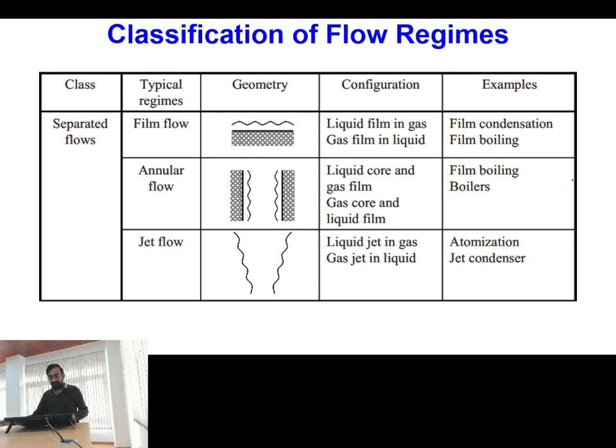Okay. So you can see the first class as separated flows. In separated flows, there is a film adjacent to the wall, and if I have another phase present above that film, that is the case of a pure separated flow.